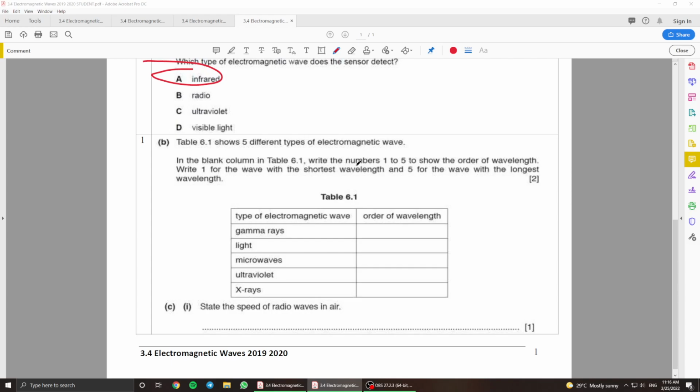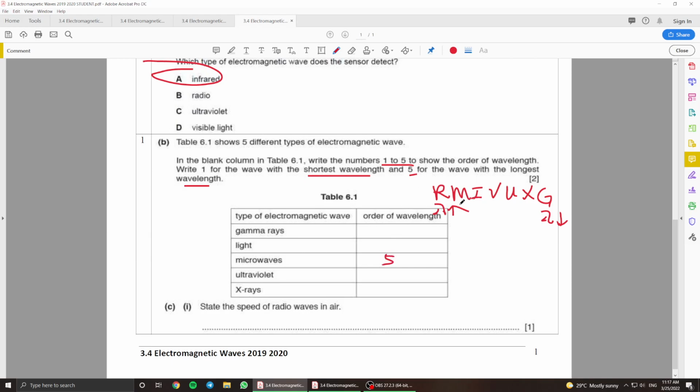Then in table 6.1, it shows 5 different electromagnetic waves. In the blank column, write down numbers 1 to 5 to show the order of wavelength. Write 1 with the shortest wavelength and 5 with the longest wavelength. This one here has the greatest wavelength, this one here has the shortest wavelength. So 5 is going to be radio, there's no radio here. The next one will be micro. Oh, so this is 5 here.